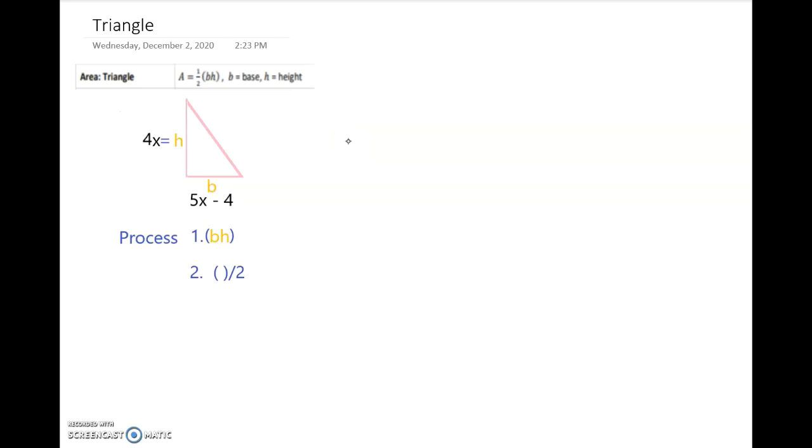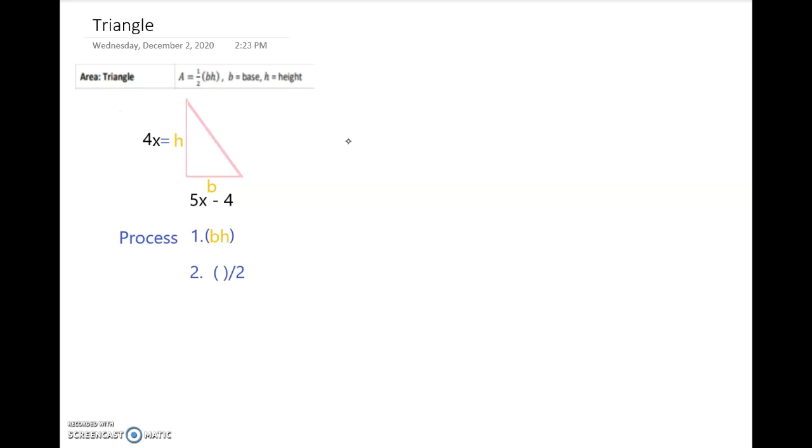Good morning, guys. This is the same thing that we did in class. I'm just making a video so that you'll have it available if you need to review it without having to watch the whole class. Again, we're talking area of a triangle. So the area of a triangle is just 1/2 the base times the height.